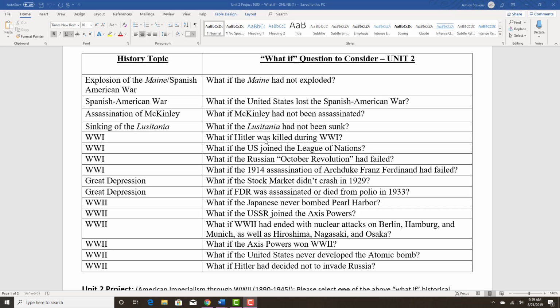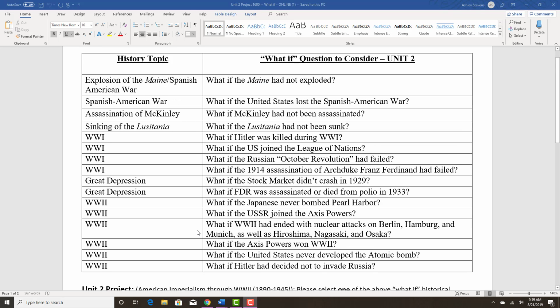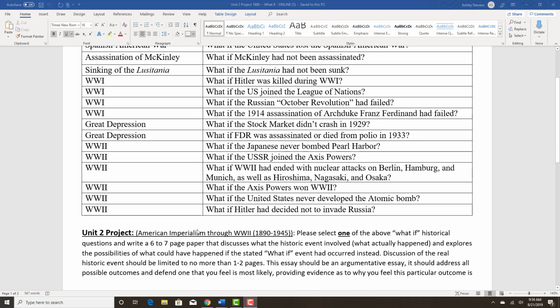That's just a hypothetical. You can do whatever you want. Some of these are more fun, I guess, than others, or more straightforward than others. What if the stock market didn't crash in 1929? Some of them require you to do some more research. It's up to you which one of these you pick, but whichever one you pick, you want to make sure that you adequately defend it and you go through all the steps that I'm going to talk about in a second.